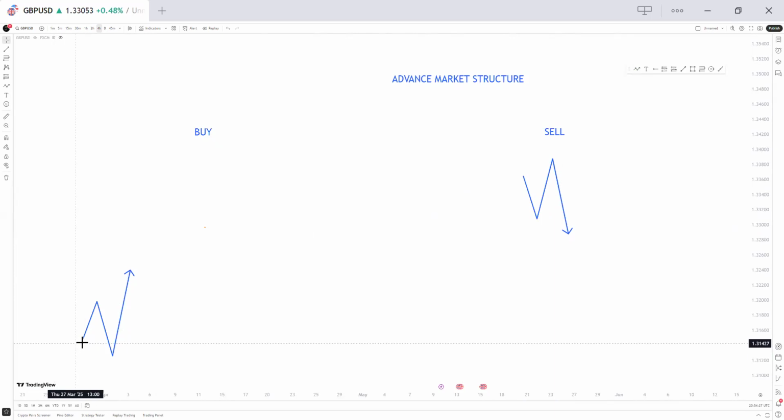So price will give you something like this first. You will need to have a break to the downside. Then after price breaks the downside, it goes back up and breaks this high. The same thing here. Understand? Giving you this type of shape first.